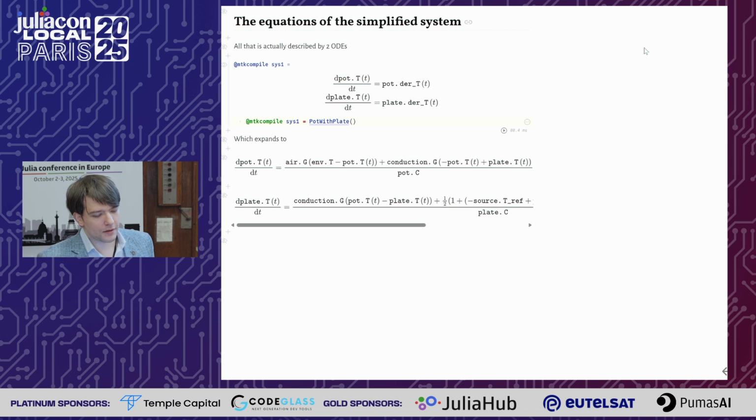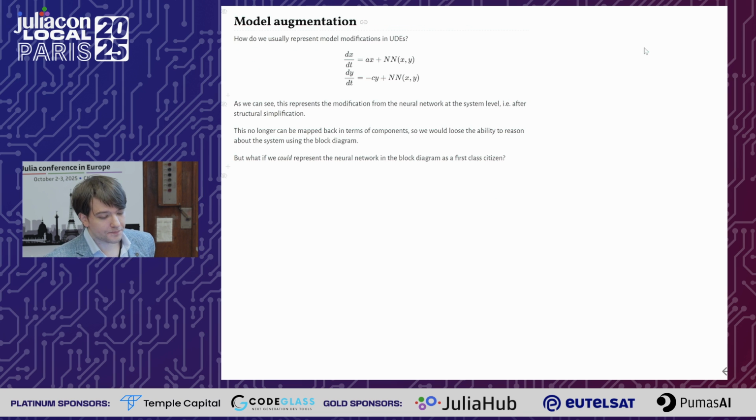Now, what happens when we go to Modeling Toolkit? Modeling Toolkit sees all of these equations, and after simplification, we have only two differential equations, as you can see here.